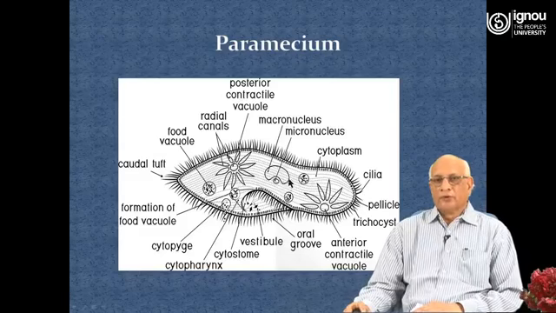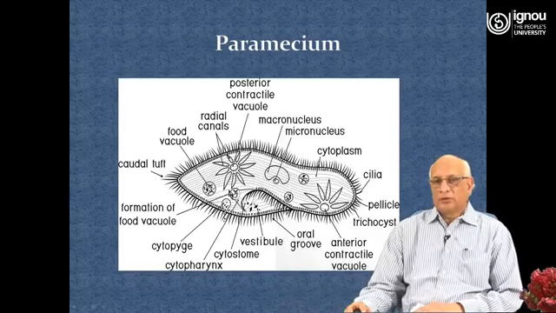Now, this part: macronuclei and micronuclei. The macronucleus is of larger size. The micronucleus is smaller and is responsible for the control of reproduction. The genetic material is present in both the macro and micronuclei.